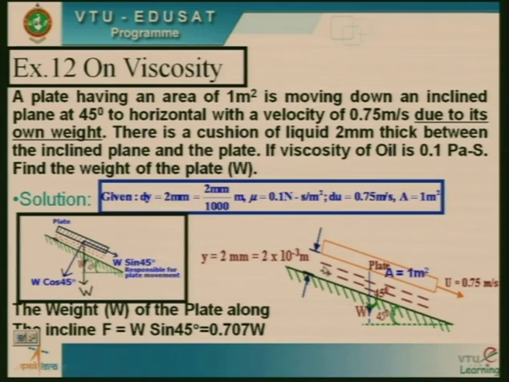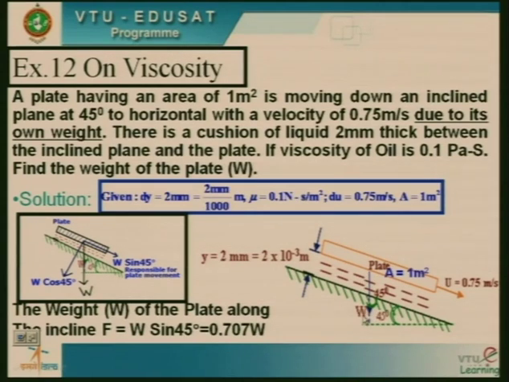Now, please come to the diagram. You can see the diagram. The plate is here having an area of 1 meter square. This plate is moving with a velocity of 0.75 meters per second. The gap is 2 mm. You can see the value is written in SI system, 2 into 10 to the power minus 3. W is the weight, he has not given, 45 degree.